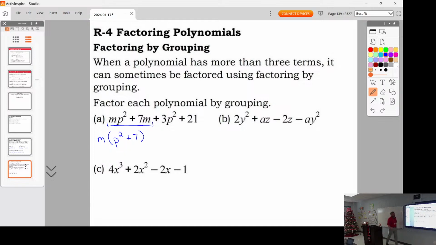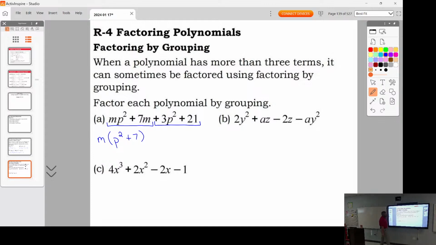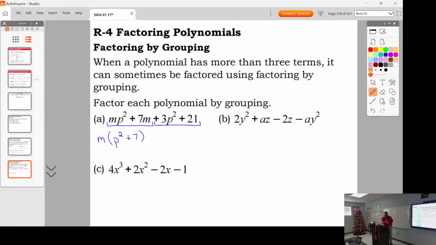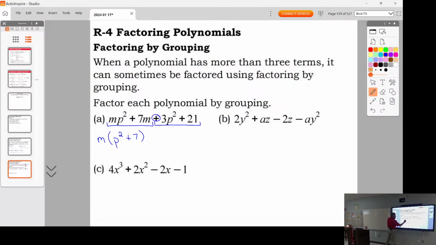Okay. The second pair. And I'll always include that sign with that second pair. Okay? Because the sign of that second pair is going to determine the sign of what you're factoring out. Does 3p squared plus 21 have anything in common? 3, what kind of a 3? Okay, because this is a positive sign, it's going to be plus 3. Factoring a 3 out of that, I'm left with p squared plus 7. Am I done?